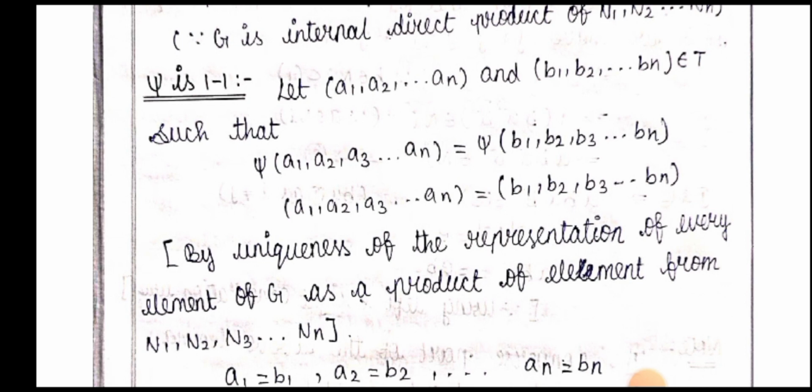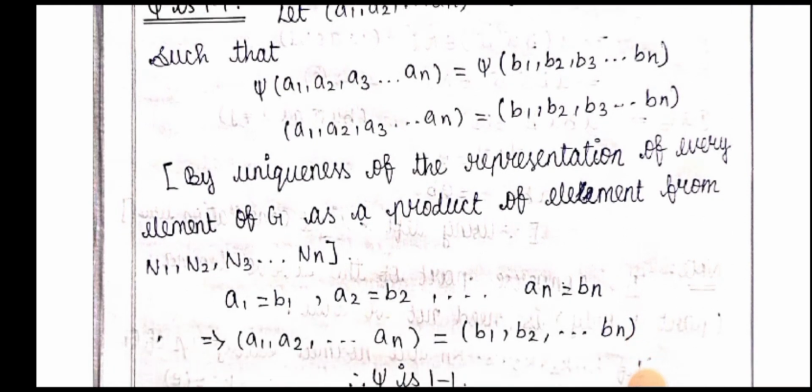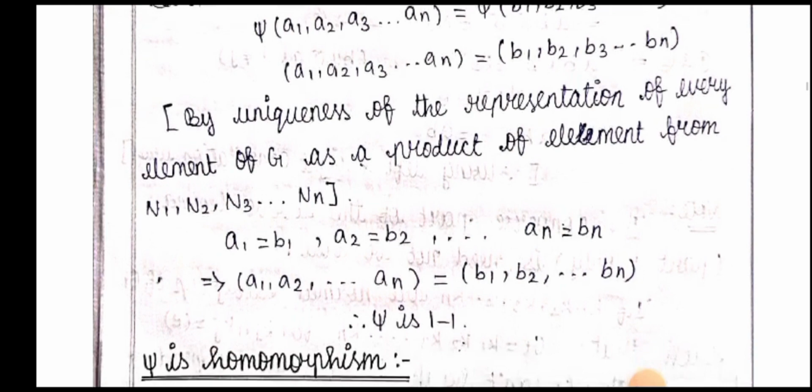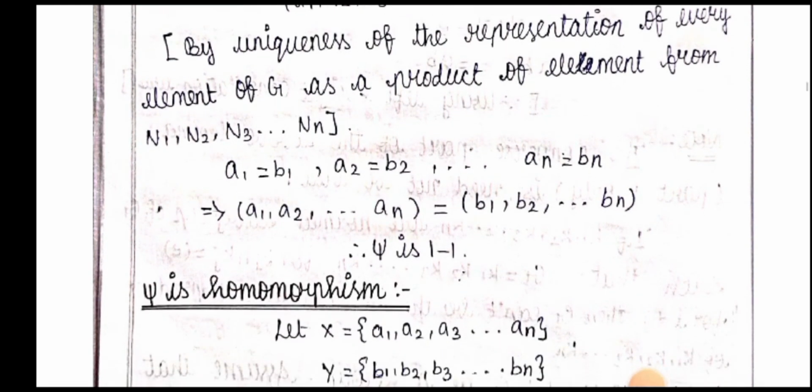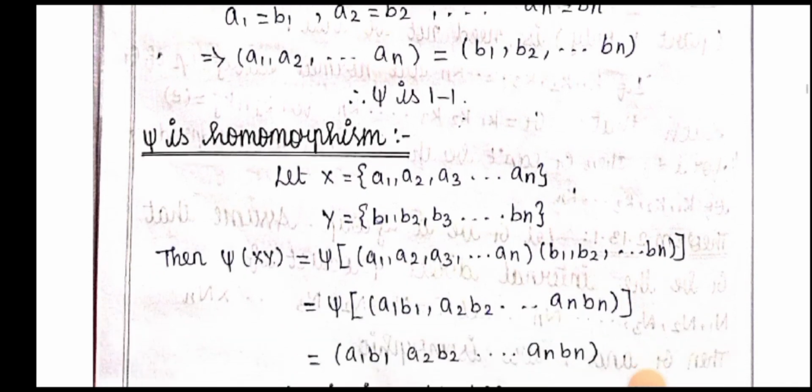We know that since these two are equal and the representation is unique for the subgroups, normal subgroups N1, N2 and so on Nn, it is clear that A1 must be equal to B1, A2 must be equal to B2 and so on An equal to Bn, which implies (A1, A2, and so on An) is equal to (B1, B2, and so on, Bn). Therefore, psi is 1 to 1.